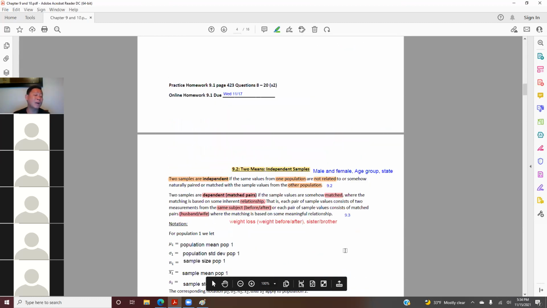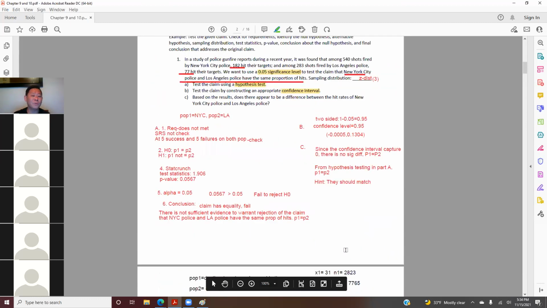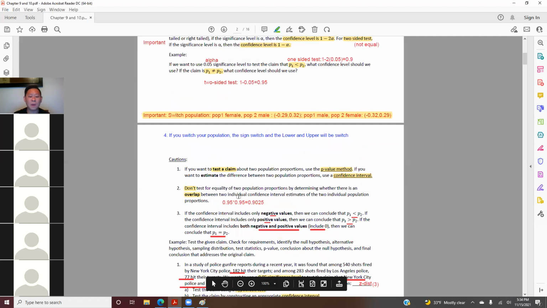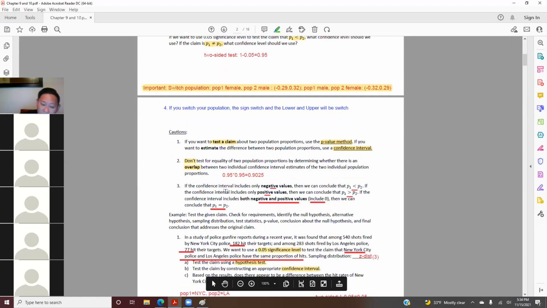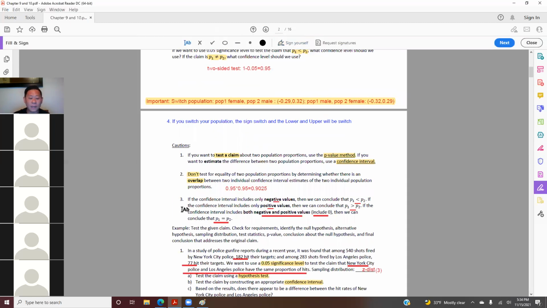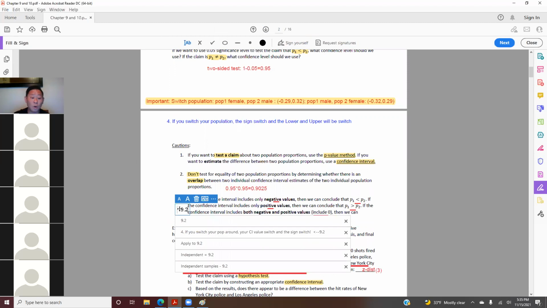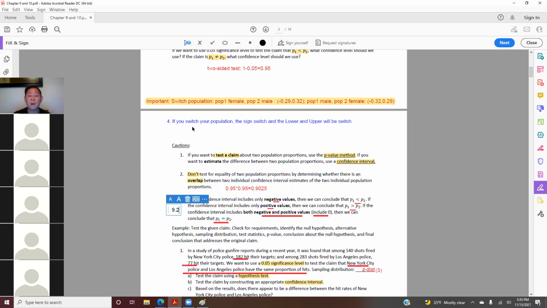And if you remember 9.1, we have a lot of other rules. When you interpret a confidence interval, whether they're both negative, both positive, or one negative and one positive, this still applies in 9.2. Also, remember that when you switch the populations around, your sign switches and your lower and upper also switch. This will be applied to 9.2 too.